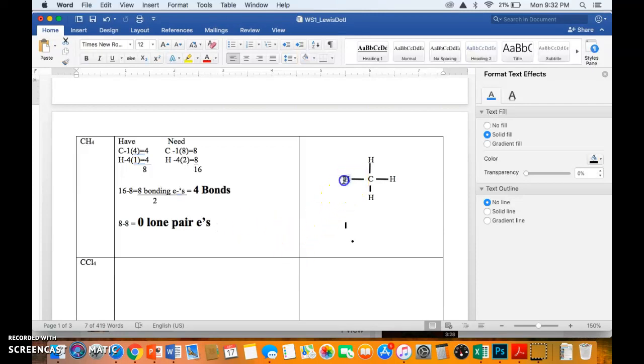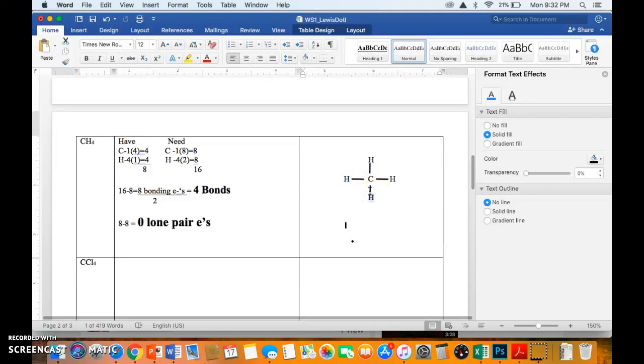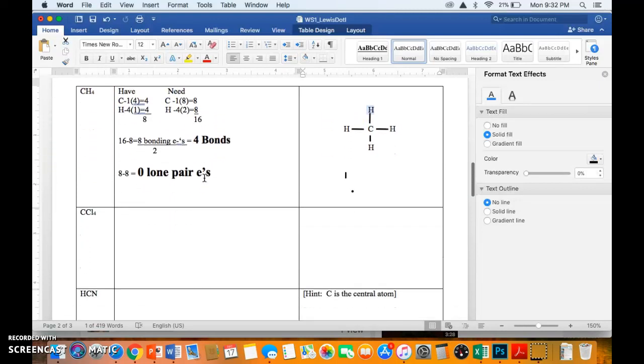So this hydrogen has 2. It's happy because a bond is 2. This hydrogen has 2. It's happy because a bond is 2. This hydrogen has 2, and this hydrogen has 2. They're all happy because a bond is 2. If I look at carbon, carbon needs 8. Each bond is 2. 2, 4, 6, 8. It's happy. So this is my Lewis dot structure for CH4. I'm done. I'm going to go on to the next problem.